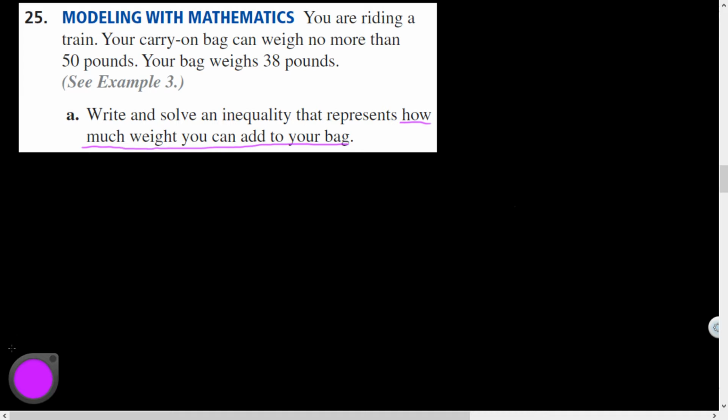That is going to be our variable. So let's define a variable here. I'm going to call it W1 because of weight, and then 2 because of, I don't know, weighs. I guess I could have also had P for pounds, something like that. W will represent how much weight I can add to my bag. So I'll just write: amount of weight I can add to bag.